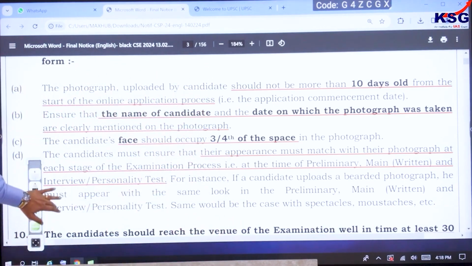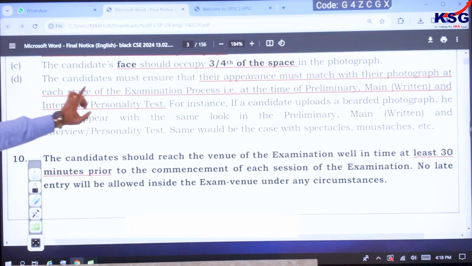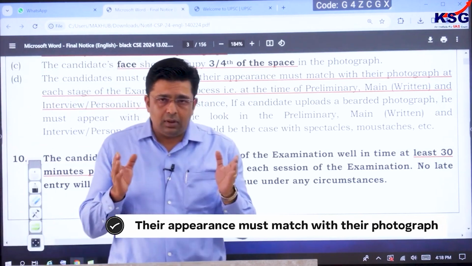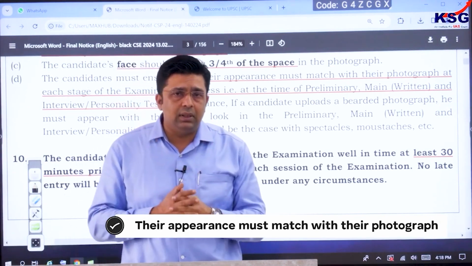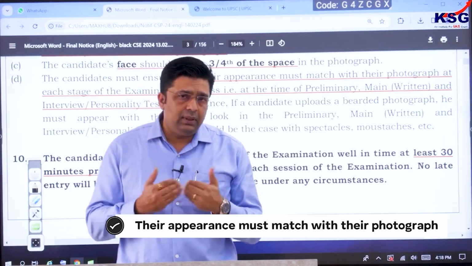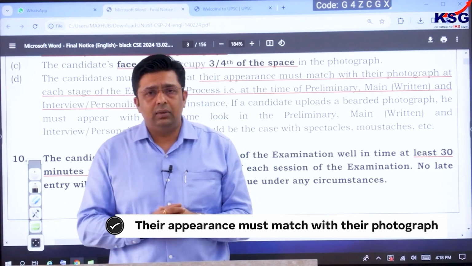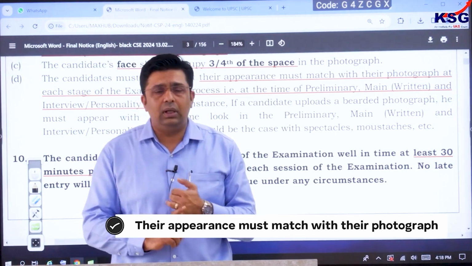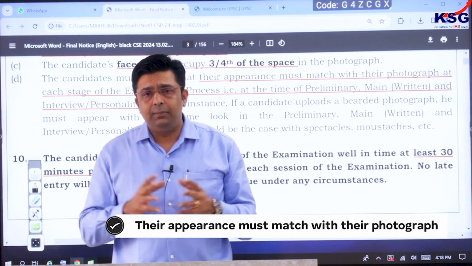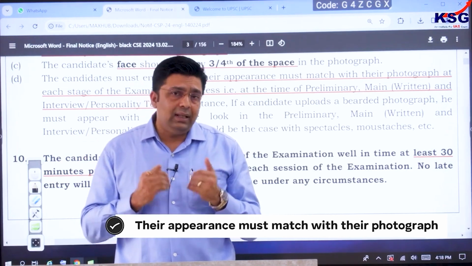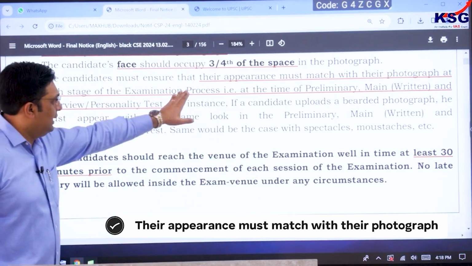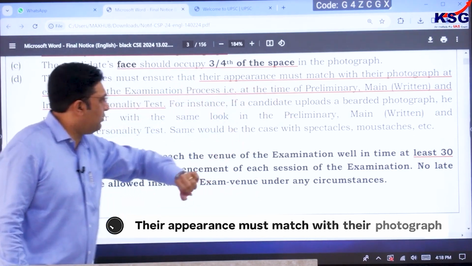Okay? Also, the appearance must match with their photograph. इसका मतलब है lot of students जैसे क्या करते हैं, they keep beard in the photograph but exam में जाएंगे तो beard नहीं होगी, या फिर अभी they are clean shaven and then later on they grow a beard. It is not allowed. If you keep a mustache, you have to continue with that till the time your final selection is not there. आप नहीं रखते हैं तो आप बीच में अपना appearance नहीं change कर सकते हैं. They've clearly mentioned that their appearance must match with their photograph.